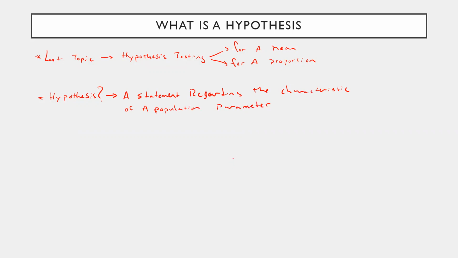Okay, so a statement regarding the characteristic of a population parameter. So what are the population parameters we're going to be testing? So recall, we have the population mean. That's the Greek letter mu. It looks like a U, okay? And then we're also going to be testing things for the population proportion.